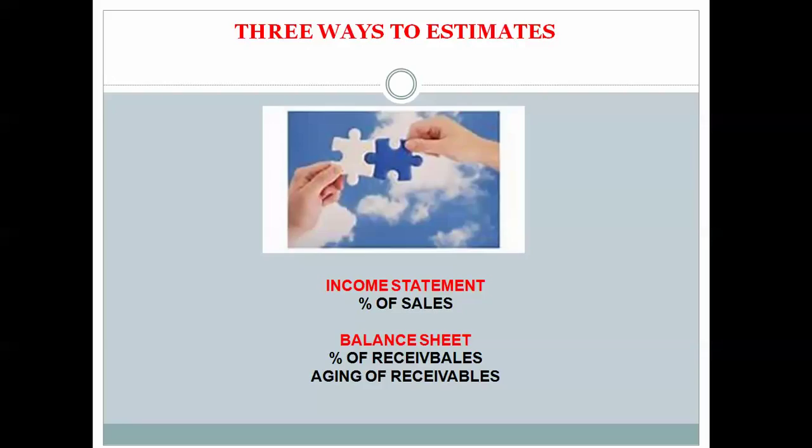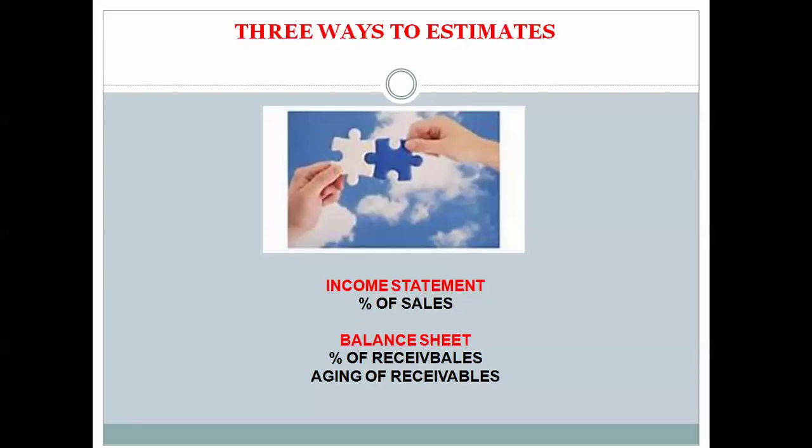So there are three ways that we will discuss in this chapter of how to estimate what our uncollectible accounts will be, our bad debt expense per period. The first is the income statement approach, and it gets its name because it's going to look at sales. Sales is found on the income statement. We're going to take a percentage of our credit sales, and we will write that off as a bad debt expense for the period and put that amount into the allowance for uncollectible accounts.